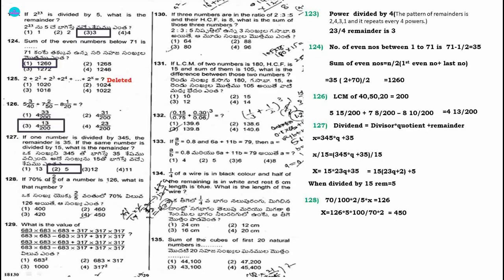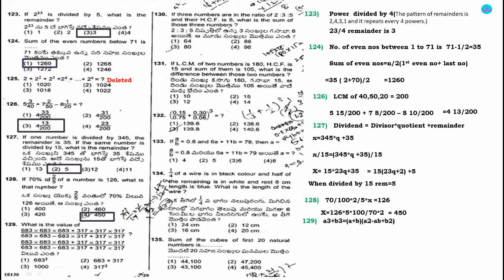So from that we can find x, that is 450. Answer is 450. Now what is the value of 683 cubed plus 317 cubed divided by 683 squared minus 683 into 317 plus 317 squared? Now if we think a is 683 and b is 317, see it's in the form of a cube plus b cube by a square minus ab plus b square.